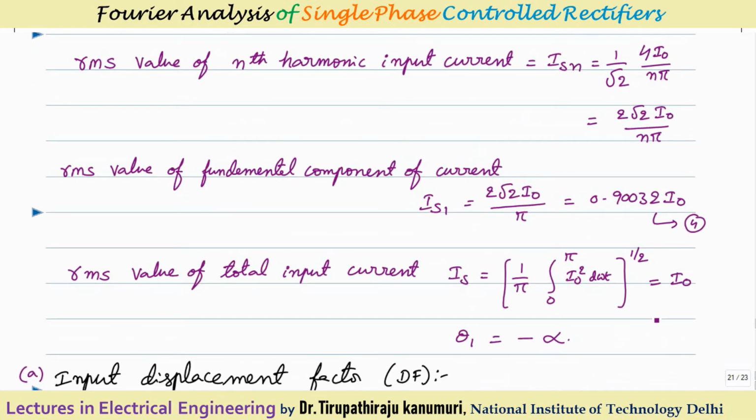My major concern is the fundamental component RMS value. The fundamental component of the RMS value will be equal to, just substitute n is equal to 1, 2 root 2 I naught by pi. This is my fundamental component of current. Ideally, what is supplied from your supply should be the fundamental component of the voltage and the fundamental component of current only.